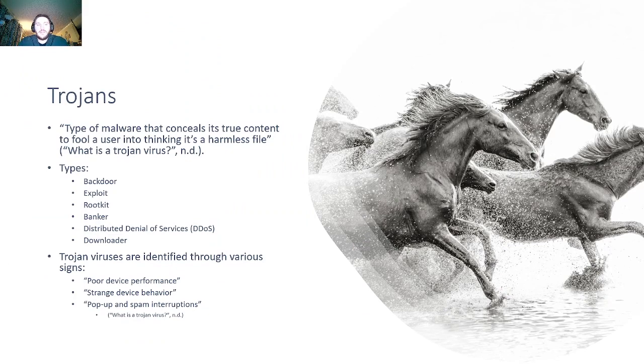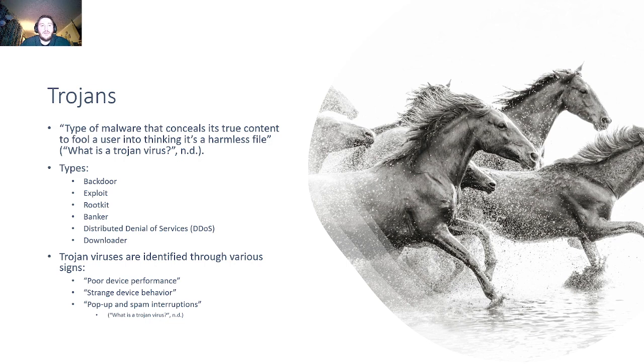Trojan horses. So I believe we've heard about this before. However, Trojan horses are types of malware that conceal malicious software or malicious content to try to fool or trick an individual into clicking on it and thinking it's harmless. Some types of this are backdoor, exploit, rootkit, banker, DDoS, or downloader.